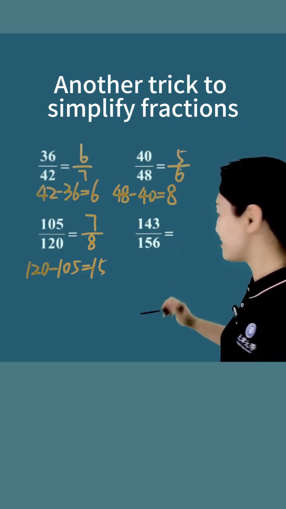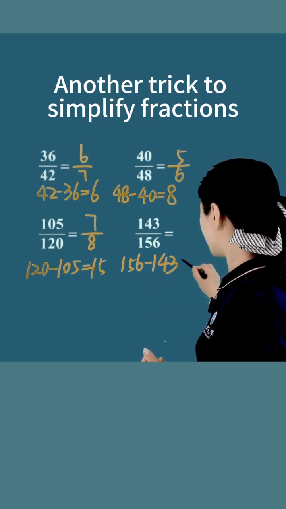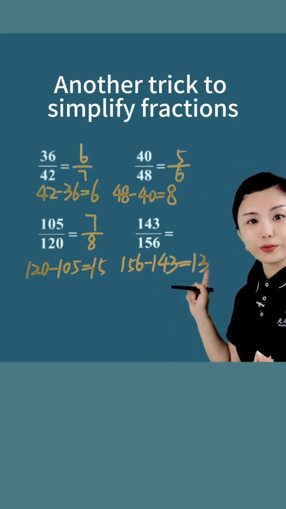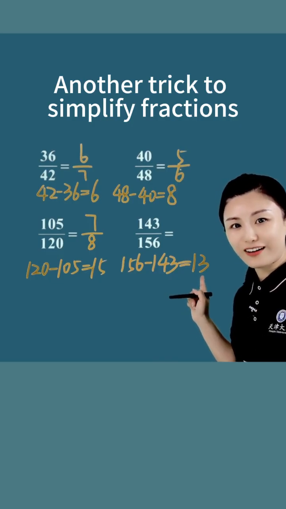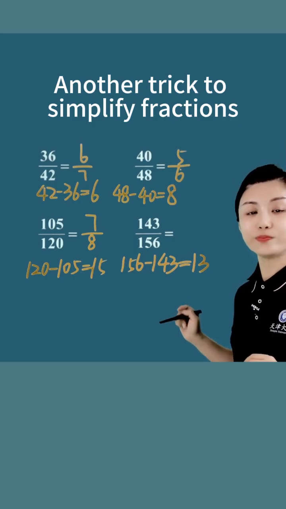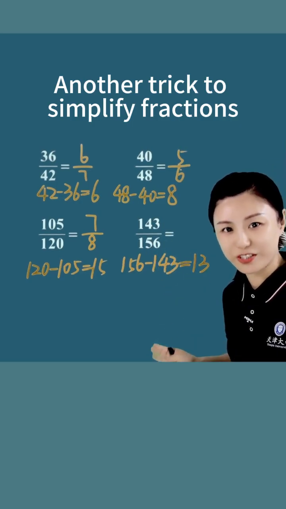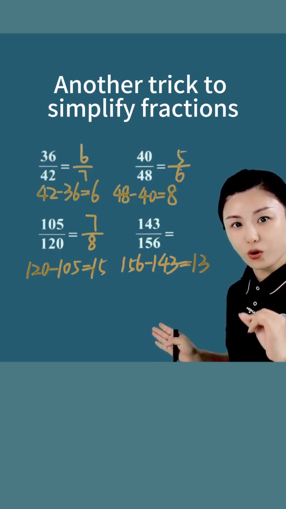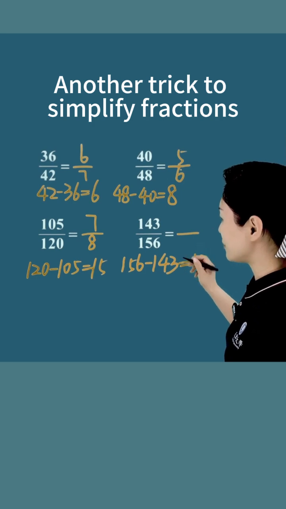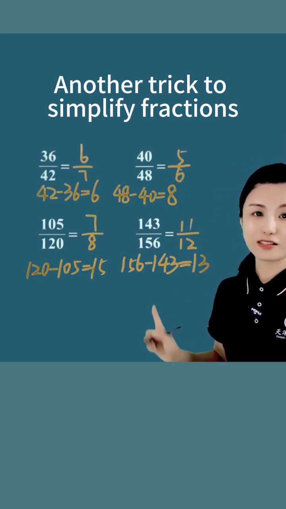Subtract the smaller number from the larger one. 156 minus 143. What do you get? The result is 13. Now, can 143 be exactly divided by 13? Yes, it can, right? The result is 11, so it can be divided evenly. That means 13 is their greatest common divisor. There's no need to keep subtracting. Divide both the numerator and denominator by 13, and after simplifying, what do you get? The denominator is 12 and the numerator is 11, all done nice and easy.